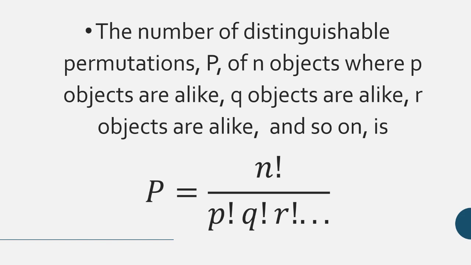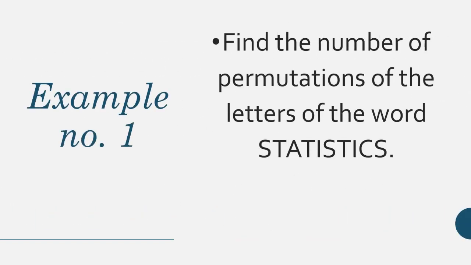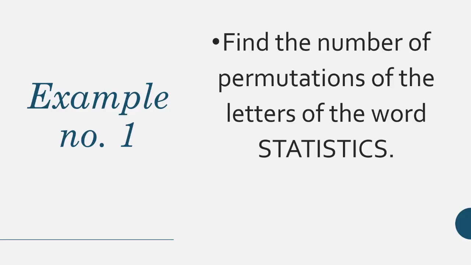Now, let us have an example para mas maintindihan natin itong permutation na ito. Example number 1: find the number of permutations of the letters of the word statistics. Ayan. So, kung papansinin natin itong word na statistics, may mga letters na nauulit. So, meron tayong S, S, S, meron din tayong T, T, T, tatlong T yan, at dalawang I. So, paano bang gagawin natin dito? So, let us have this solution.